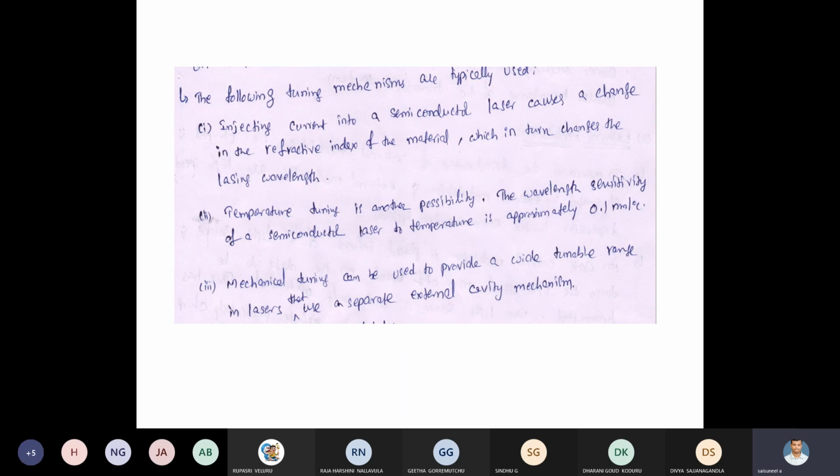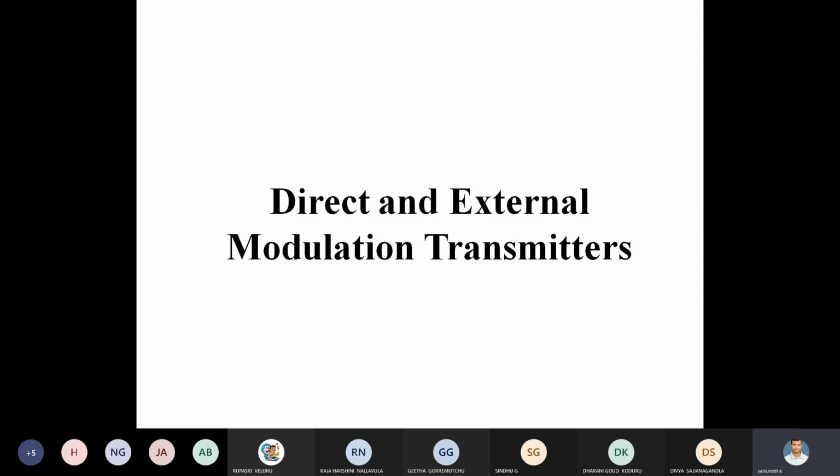Next, the next important transmitting element is modulation techniques. What is meant by modulation? Modulation is nothing but varying the characteristics of a carrier signal with respect to the message signal. Comparing the message signal and the carrier signal, which frequency is high? Automatically, the carrier signal should be the high frequency. In this concept, we discuss direct and external modulation transmitter concepts.